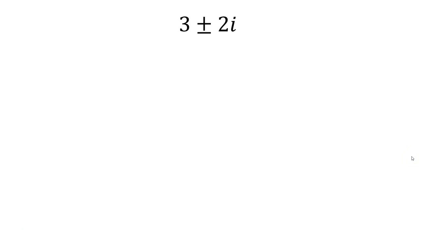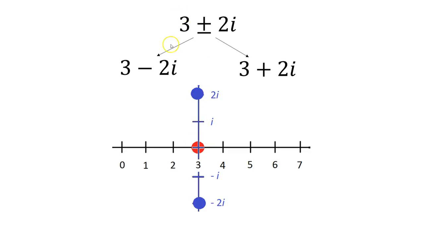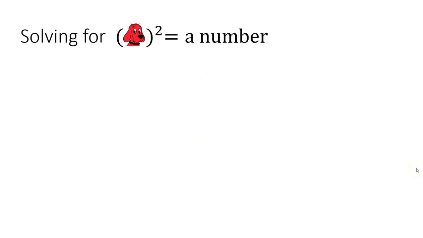With 3 plus or minus 2i, those are not like terms, so they are two values. It's okay to leave your answers like this. It represents 3 minus 2i and 3 plus 2i. It's as though we start at 3 on the real number line, over from 0, 1, 2, 3, and then we have to go minus 2i and plus 2i. Well, i is an imaginary number, so we have to leave the real number line and go up to 2i and down to 2i. We'll see answers like that coming up when we solve for squared things.